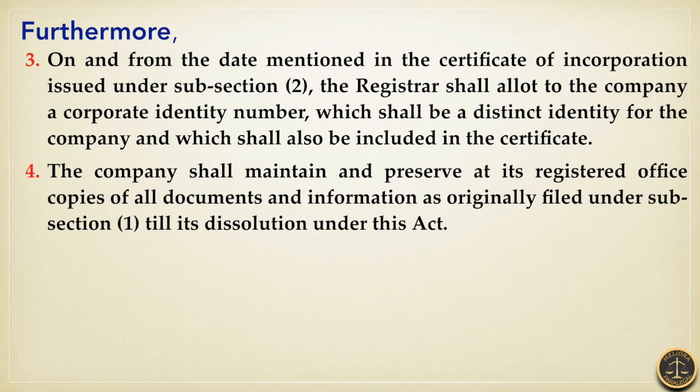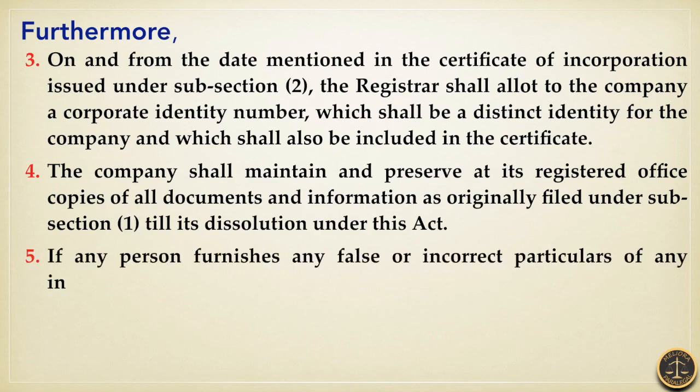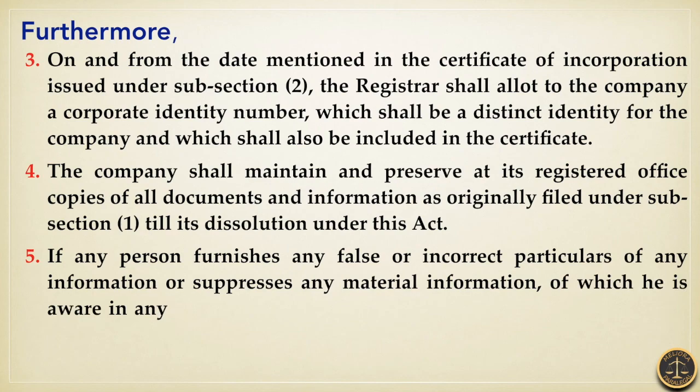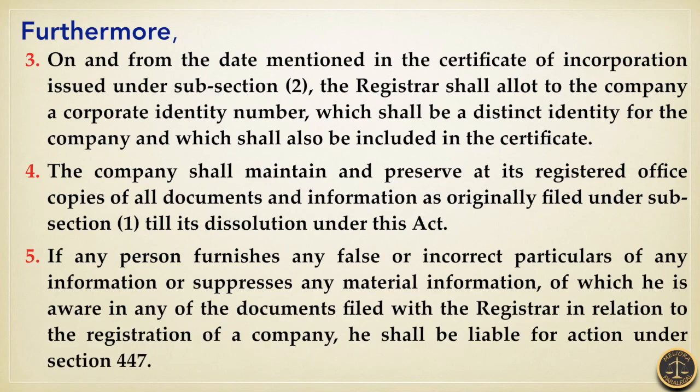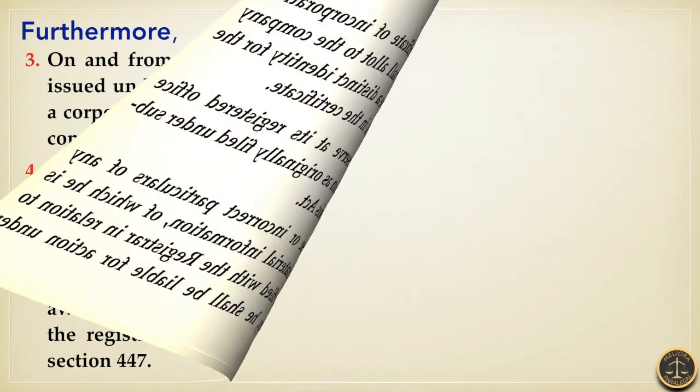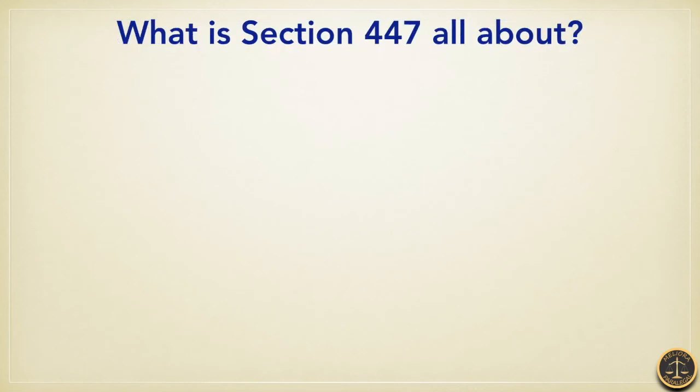And if any person furnishes any false or incorrect particulars of any information or suppresses any material information of which he is aware in any of the documents filed with the registrar in relation to the registration of a company, he shall be liable for action under Section 447. Now you might have the question, what is Section 447 all about?